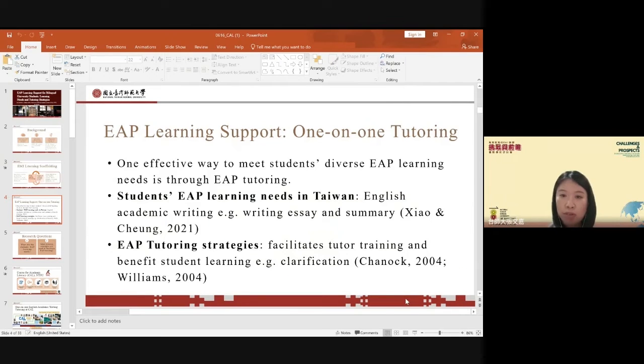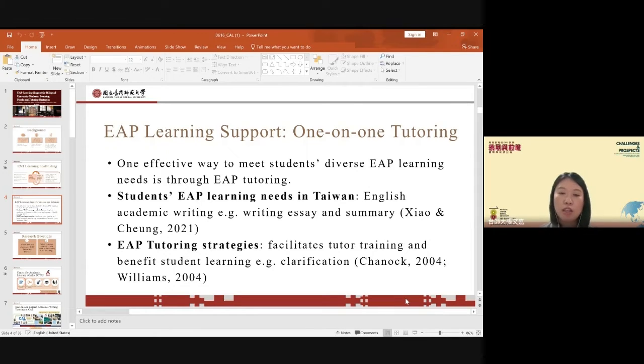Previous studies show that one effective way to meet EMI learning needs is through EAP tutoring. Previous studies also show students' EAP learning needs in Taiwan, like English academic writing. For example, they need to write essays and summaries in English for EMI course assignments. And a lot of studies also show that it is important to identify the EAP tutoring strategies so that we can facilitate tutor training and eventually benefit student learning.